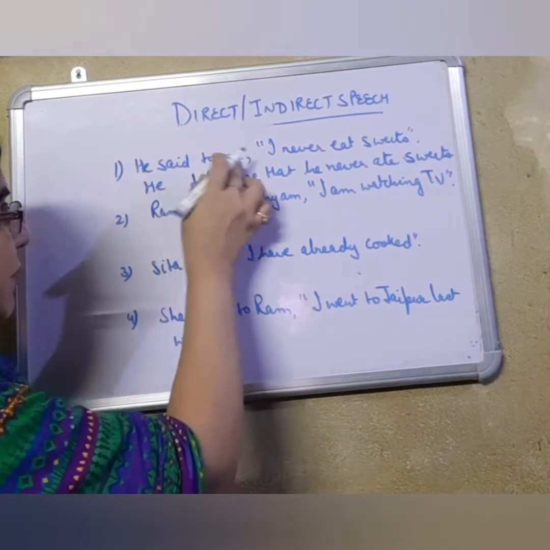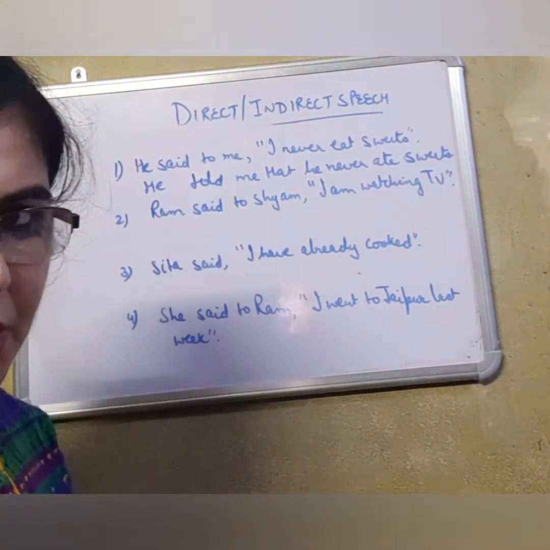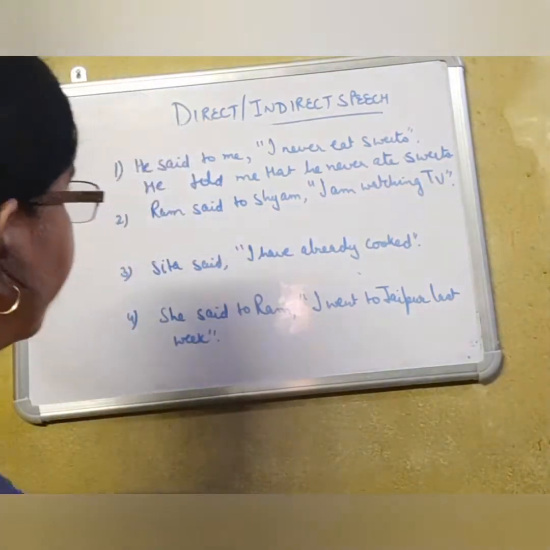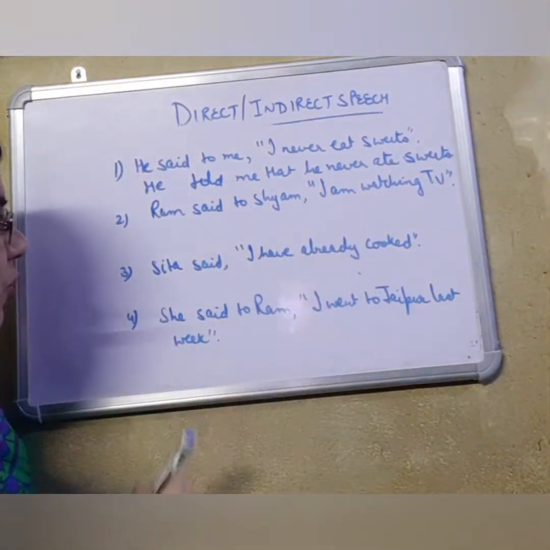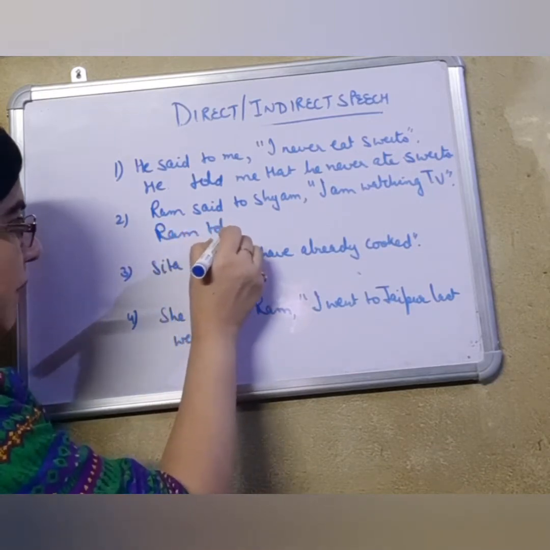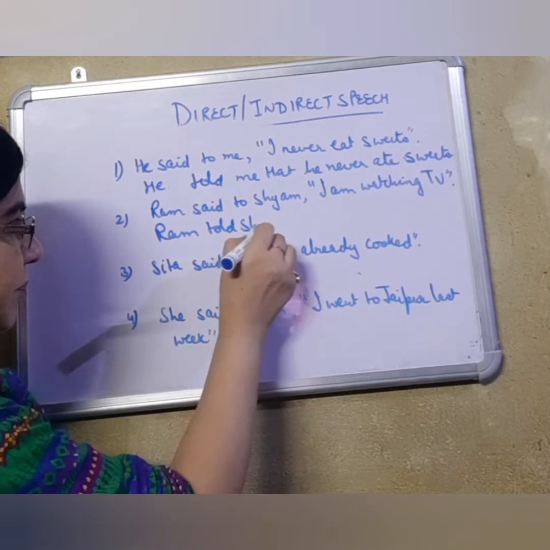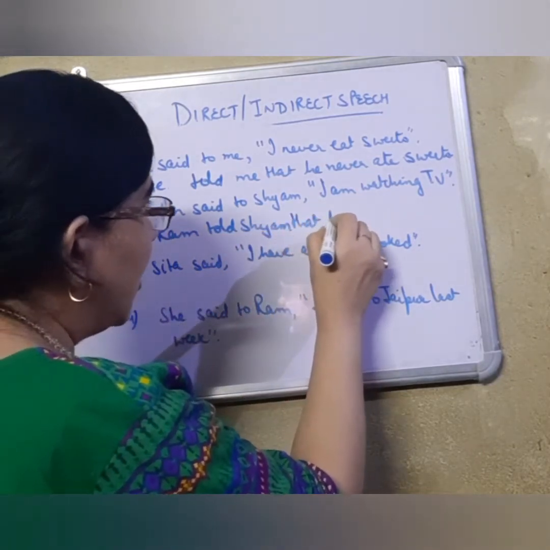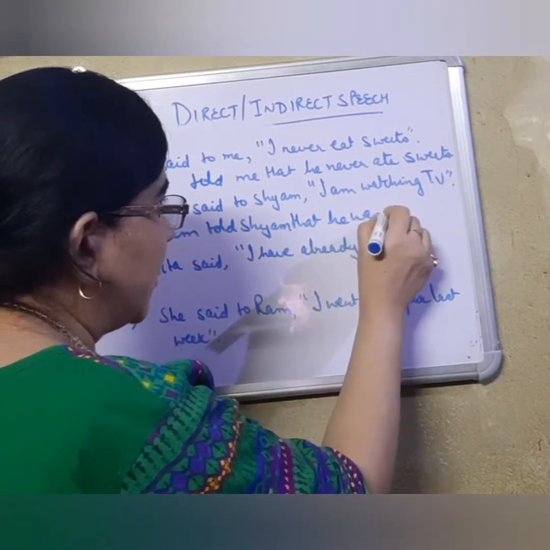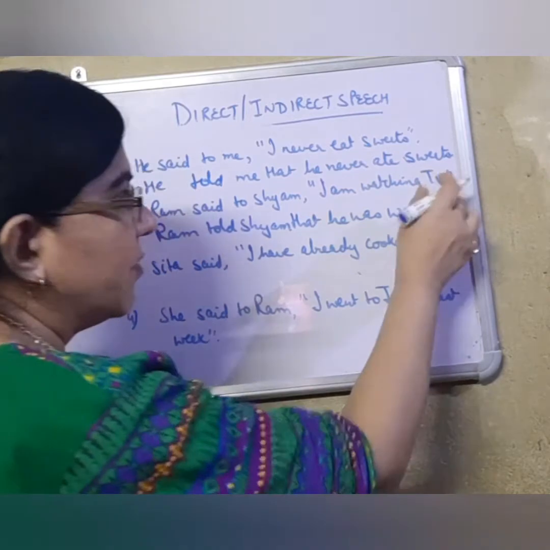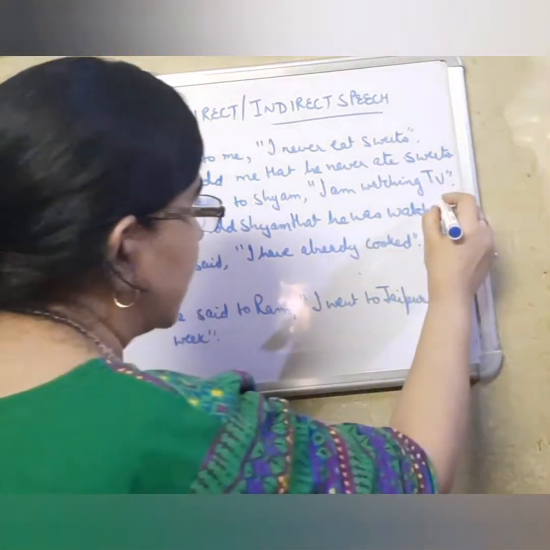If you have got the subject as well as the object, instead of writing said, you will be writing told. Ram said to Shyam, I am watching TV. Ram told Shyam that he was watching TV. Simple present tense, present continuous tense has been converted into past continuous tense.